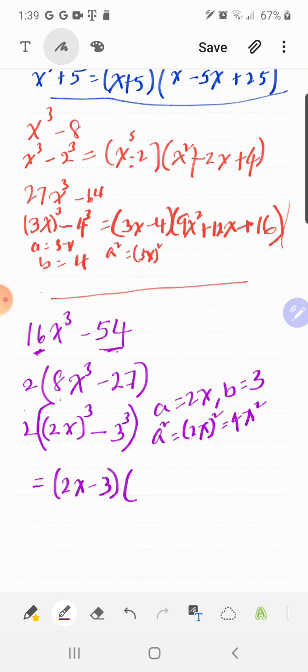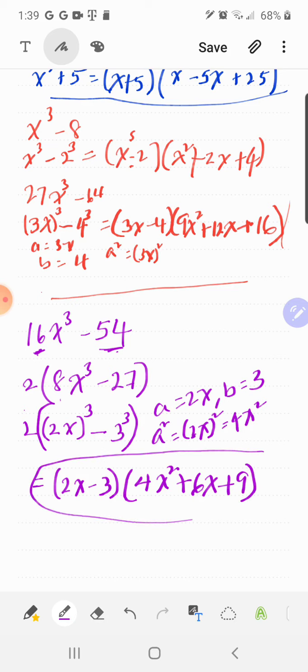Never forget to square the number in the front. So this is 4x squared, opposite sign, plus 3 times 2x, a times b. 2x times 3 is 6x. Always positive, b squared, which is 3 squared. 3 squared is 9. So that's the answer. This is the application of the sum and difference of cubes. In the next part of factoring polynomials, we'll look at another type of factoring. Thank you for watching thus far. I'll see you next time.